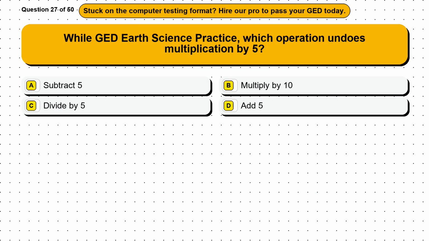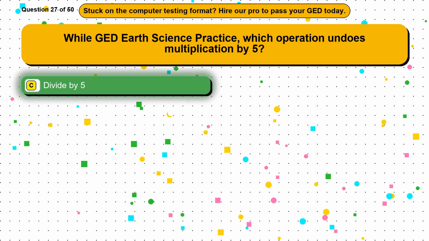Question 27. While GED Earth Science Practice, which operation undoes multiplication by 5? Option A, subtract 5. Option B, multiply by 10. Option C, divide by 5. Option D, add 5. The correct answer is option C.